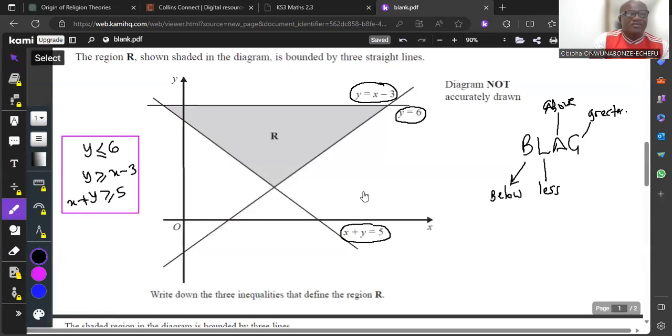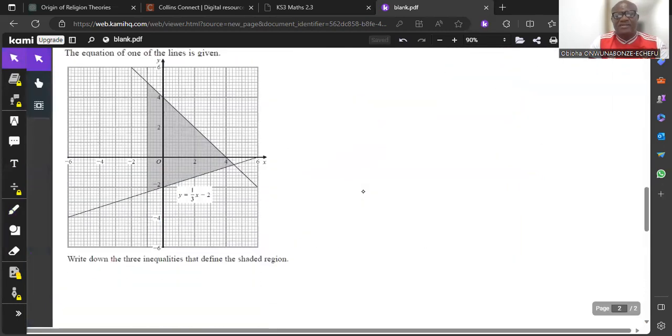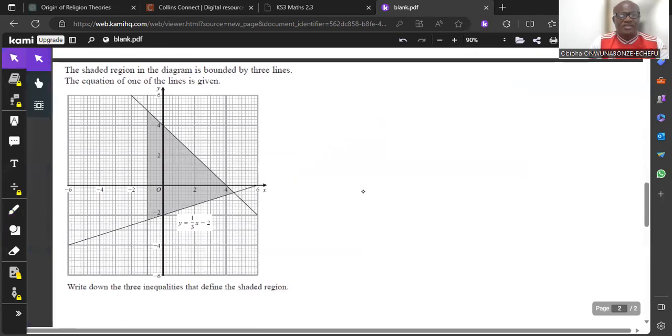Let's proceed to the next question, where we will have to find the equation of the line ourselves. This question.